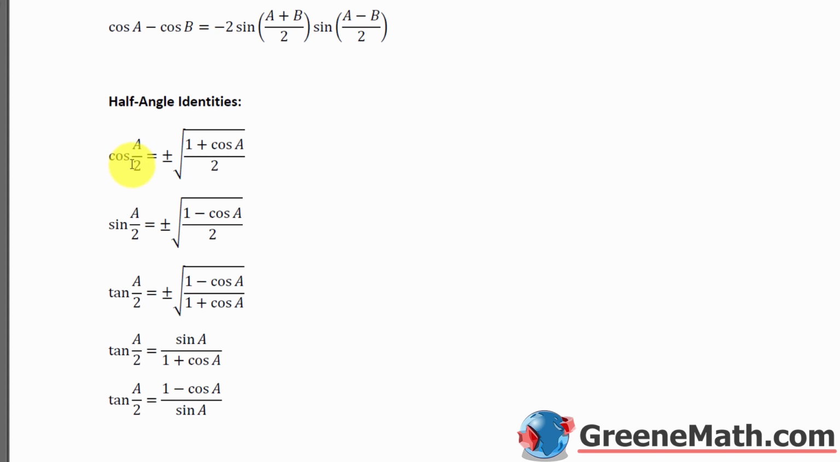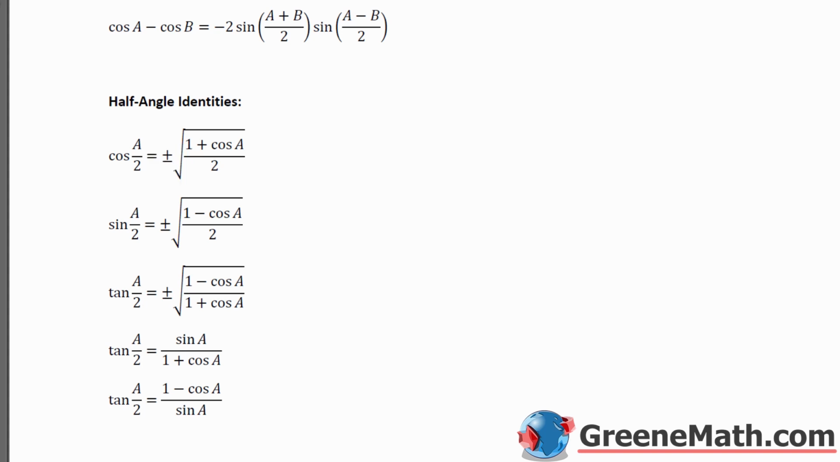The first one I'm going to need is this guy, so you can pause the video and write it down, or you can have your handout, whatever you want to do. But the cosine of some angle A over 2 is equal to plus or minus the square root of 1 plus the cosine of A over 2. Now this plus or minus here is there to tell you that you want to take the appropriate sign based on the quadrant that you're in. Remember, cosine is going to be positive in quadrants 1 and 4, okay?